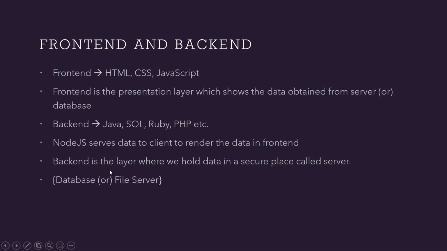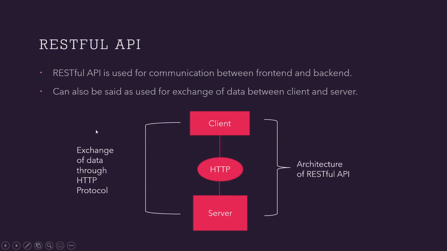So the backend is the layer where we hold the data in a secure place called a server, like a database or a file server. So RESTful API is used for communication between front end and back end. It can also be said to be used for exchange of data between client and server. So this is a simple diagram which shows RESTful API. So client and server exchange data through HTTP protocol, and this is the architecture of RESTful API.